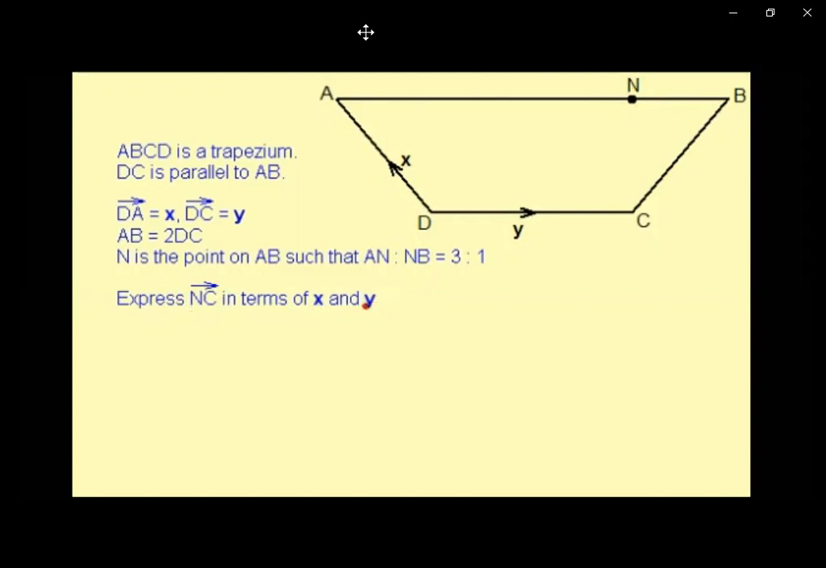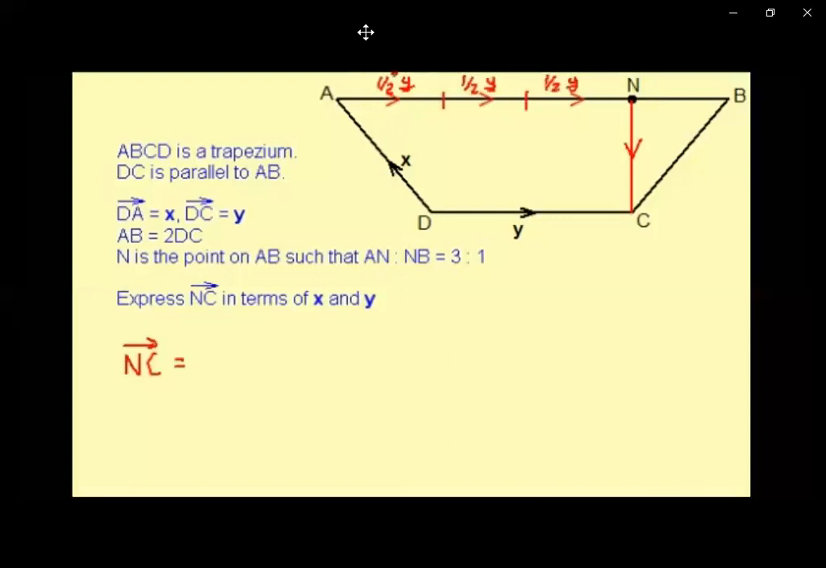I'm going to start by drawing on vector NC. I now need to find a route from N to C going along paths that I know. I know these two, and I also know this bit here, because I know that AB altogether is 2 of vector y. I know that this has been split into the ratio 3, 1. So 2 of these is 1 of vector y, making that half of vector y, that half of vector y, and that half of vector y. I can now work out what NC is.